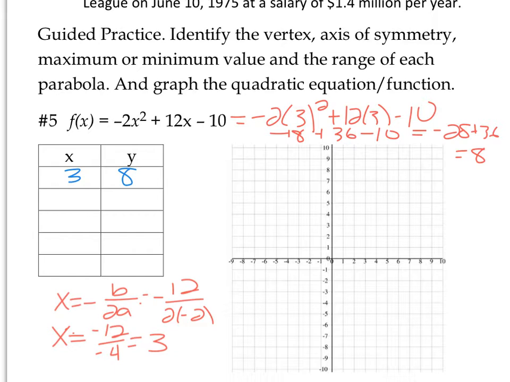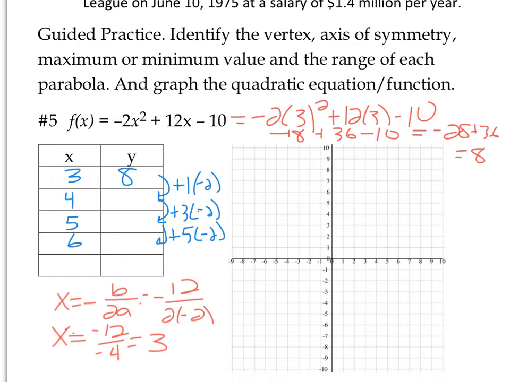And now from here, I can do 4, 5, and 6. And I'm going to add plus 1 times negative 2. That's plus 1a. Then I'm going to do plus 3 times negative 2. That's 3a. And then I'm going to do plus 5 times negative 2. That's my 5a. So from here, I can get the rest of those values on one side of the parabola, and then I'll be able to see what it looks like from there.